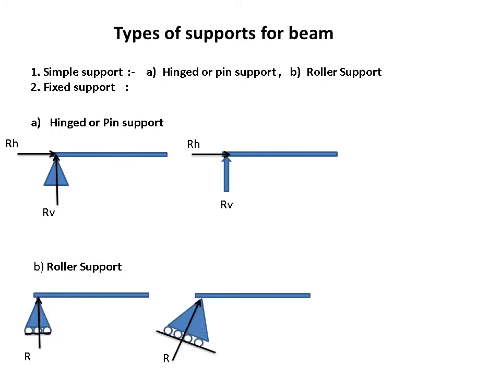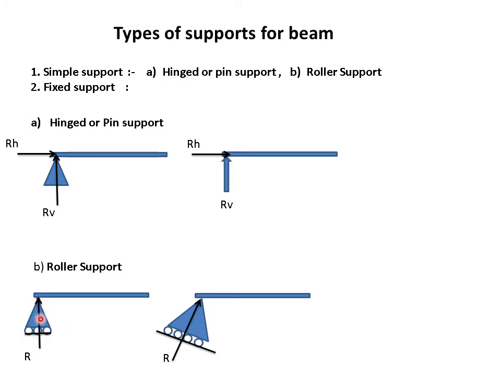Roller support. Now what is roller support? See, these are again two examples. This is also one example of roller support. This is another. The difference is that here it is a horizontal support, here it is an inclined support. Now this is most important in roller support. In roller support the reaction always gets developed in the direction perpendicular to the support. So this is the direction of support.